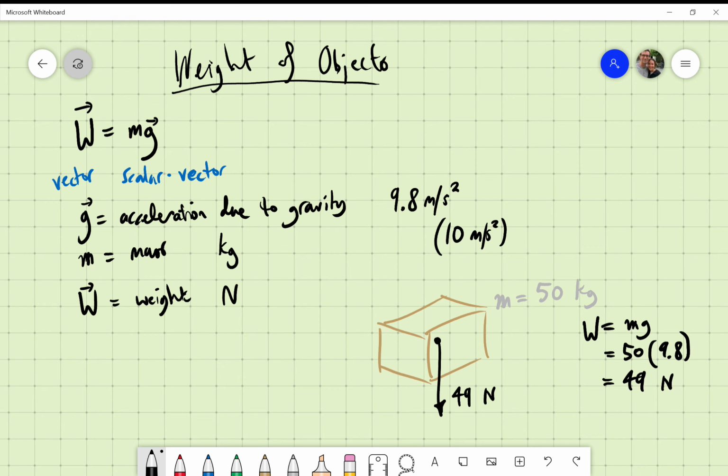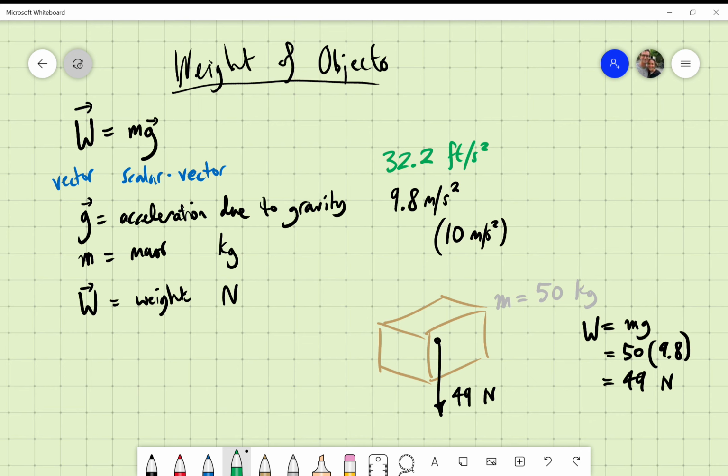Now, let me put in green. I just want to do the same problem again using US customary units, because in US customary units, g is 32.2 feet per second squared. Or if you only want two significant figures, 32 feet per second squared.